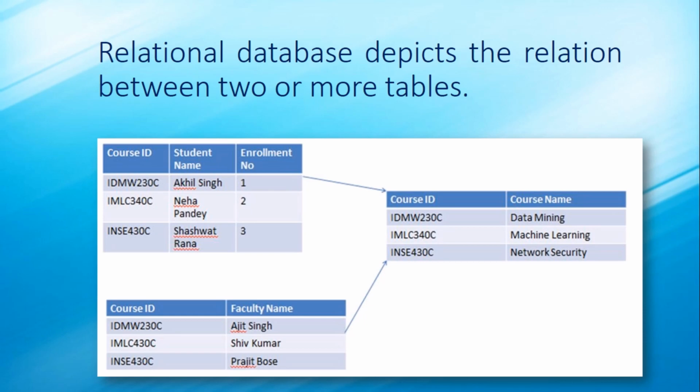Just look further. A relational database depicts a relation between two or more tables. Here on this screen you can see three tables. There is some relation between all these three tables. How? Just see this: Course ID. This Course ID field is common in all three tables, so this creates a relation between these tables.